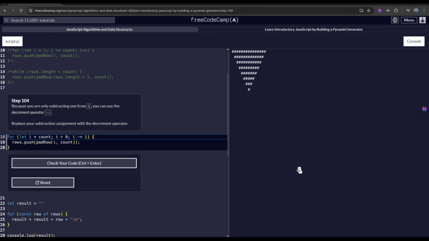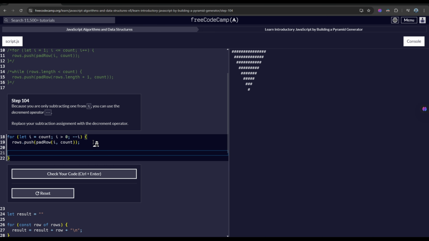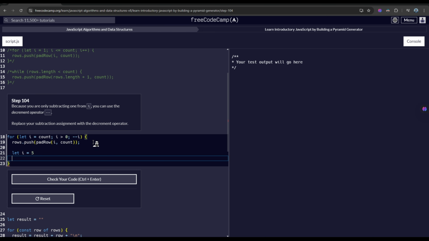Because you are only subtracting 1 from i, you can use the decrement operator. So we could actually do this or do this, because there are two types of decrementation. This one is called pre-decrementation. For example, again, let's say i has the value of 5 and the operation takes place here.